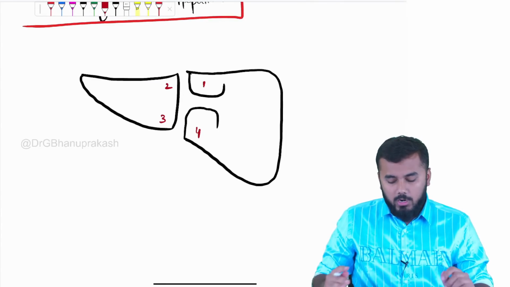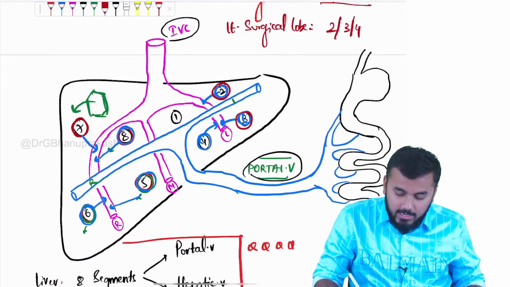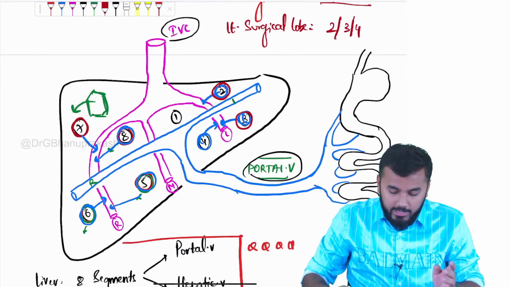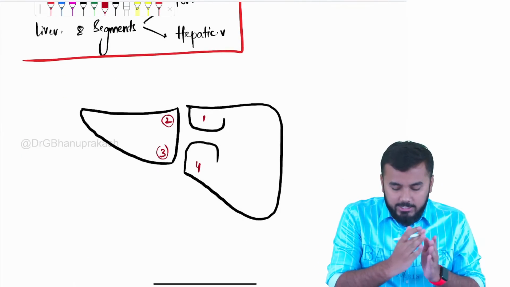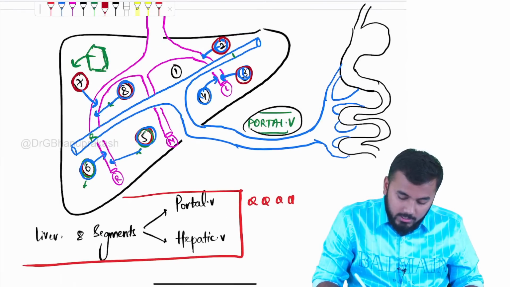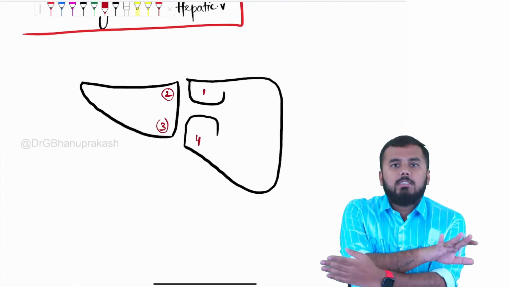I'm not teaching something new. The same things. See, second and third are located in the end, in the tip of the liver, right? The same thing I have drawn. Second and third are located in the tip. Just nearer to the third, I have got fourth. I have just made a replica of this. I have just turned it back.